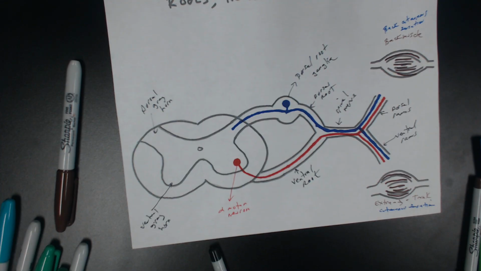Dorsal ramus is to and from the back. Right. Ventral ramus to and from limbs and trunk. Oh, that's the trunk. Okay. And then the dorsal root is only sensory, ventral root is only motor. Right. Yeah, just that simple. Should be pretty straightforward.